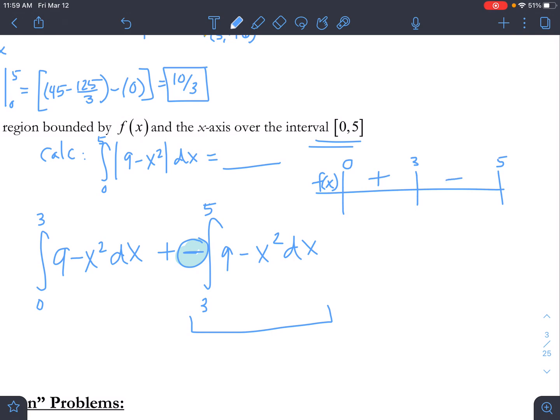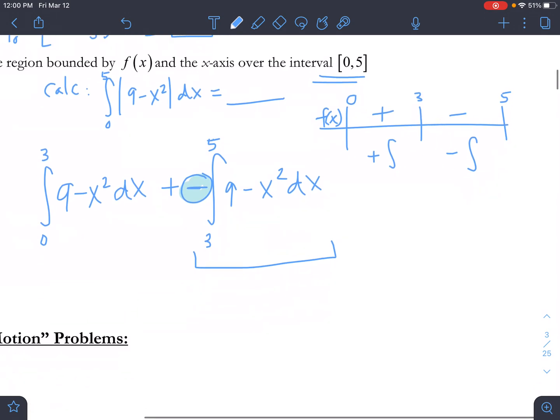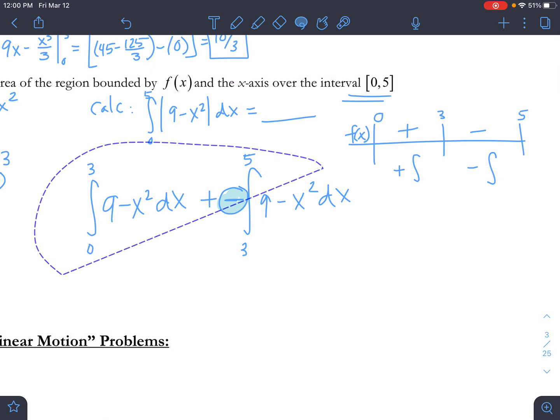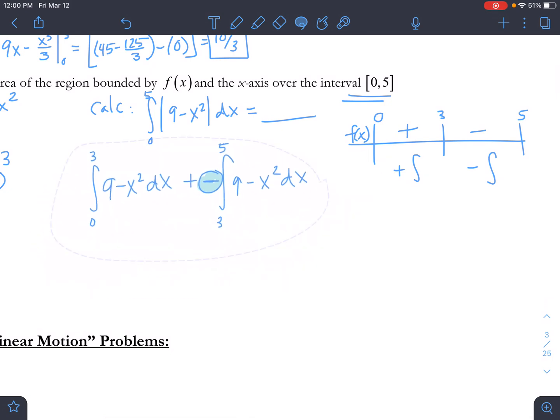Okay, so I know I'm going to be adding this integral and subtracting this integral so that we get that positive area. Another way to think of it is you could technically just find this integral by itself, make it positive, and this integral by itself, make it positive. So let's try this method really quick. Again, we're just going to be calculating both of these.